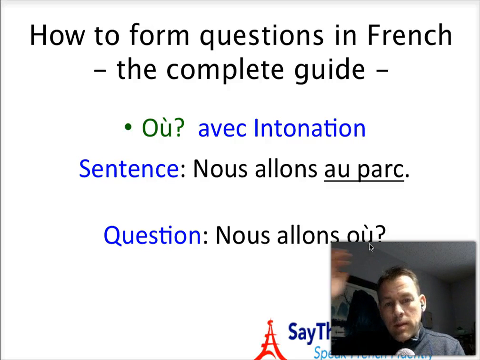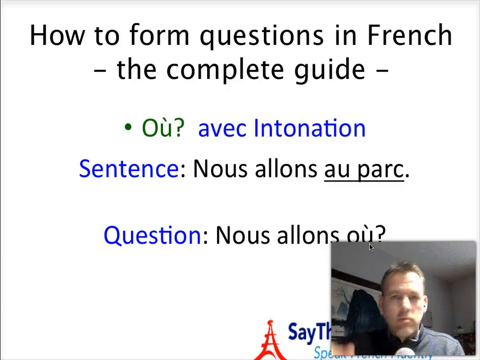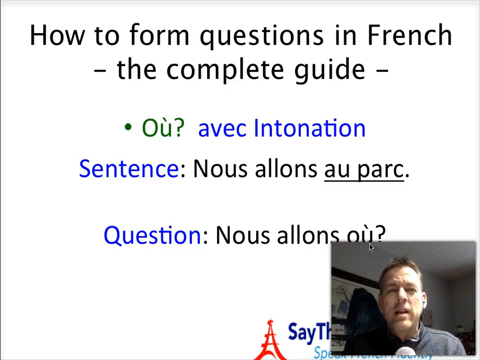Now, with the intonation approach to question formation, this is used mostly in informal situations. I wouldn't use this with my teacher or with a stranger, for example, where I would use formal language. I would use more the inversion or est-ce que approach with them. As I say où with intonation, you'll probably detect a more informal tone because there's less energy going into the question. It's simply rising the intonation. It's almost like in English saying, where are we going? It's less formal.